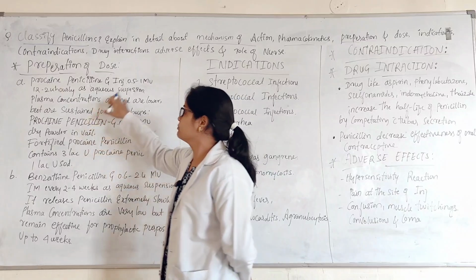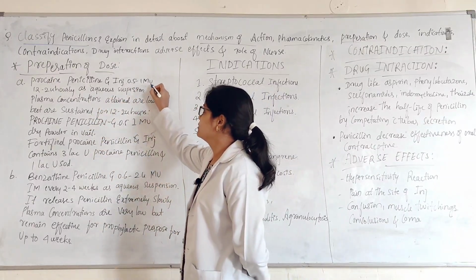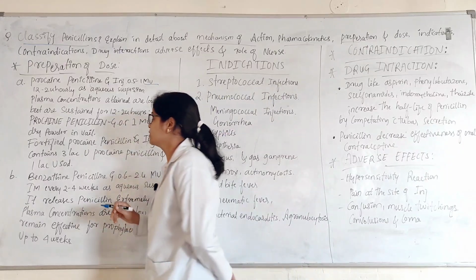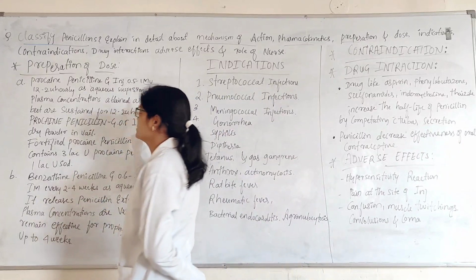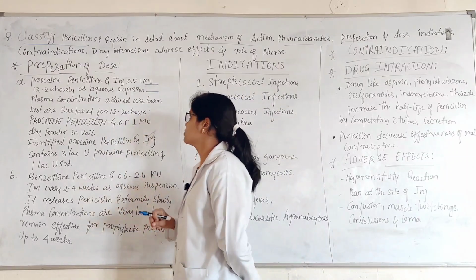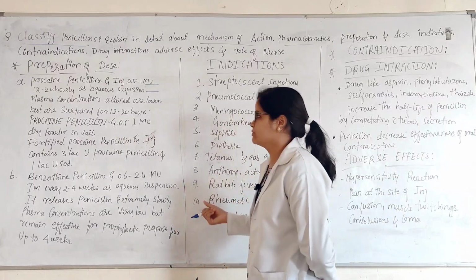Preparation of dose: Procaine penicillin G injection 0.5 to 1 mu, the interval for this is 12 to 24 hours, as an aqueous suspension, means it is available in the form of suspensions, and plasma concentrations attained are lower but are sustained for 12 to 24 hours.